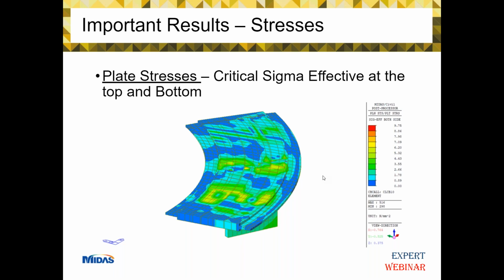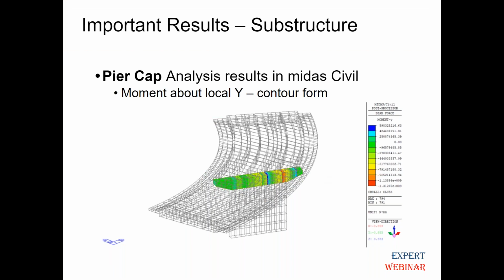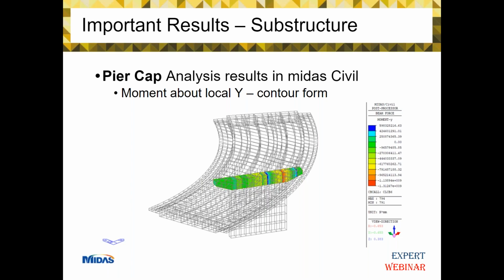You can even get the analysis for a beam element like this one for the Pier cap, so you can accurately get the analysis in Midas. The same applies to the Pier. This was a collision analysis of the Pier, so we wanted to understand, okay, when there is a collision, what happens to our Pier, and we could understand the analysis very well just by clicking. Everything is just a click away.